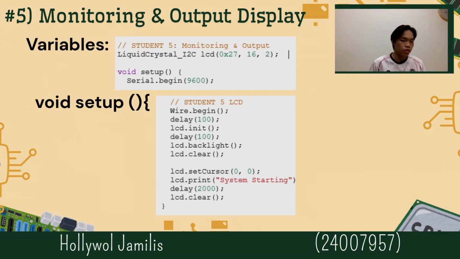Now let's look at how they set up the LCD in the code. Under the variables, we initialize the LCD using the LiquidCrystal I2C library, setting the I2C address to 0x27 with 16 columns and 2 rows. In the setup, we first start serial communication at 9600 baud rate for the serial monitor, and for the LCD specifically, we run Wire.begin to start the I2C communication, initialize the LCD, turn on the backlight, and clear the screen. Then we display the system starting message for 2 seconds before clearing it, giving the user a clean startup confirmation.